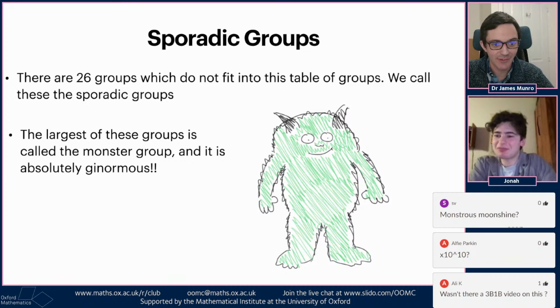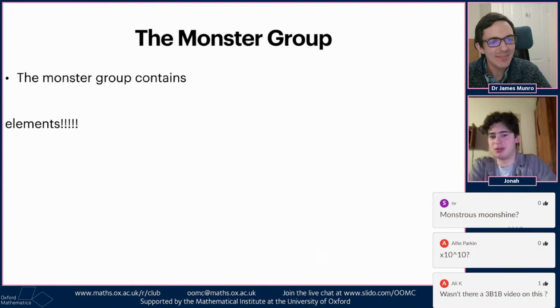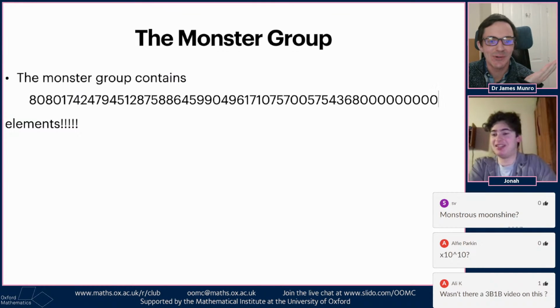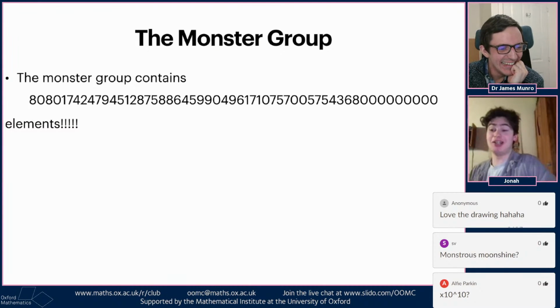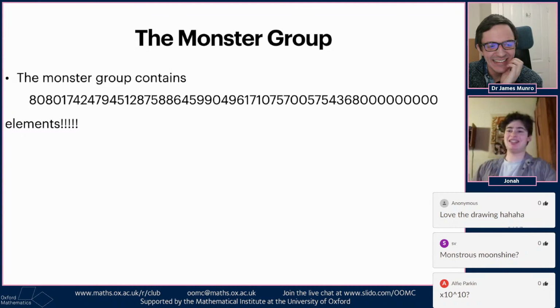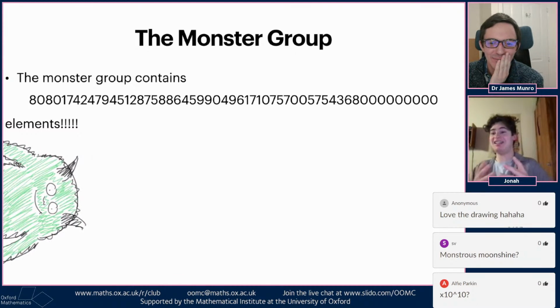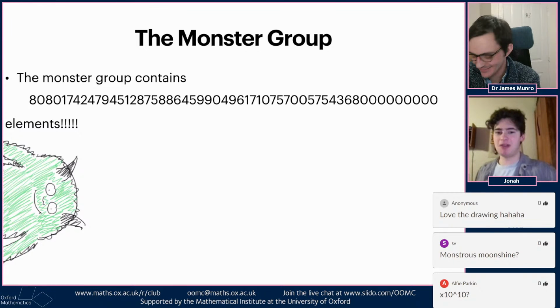Do you want to give them the number for how many elements are in this group? I'm sure some of you probably just guessed this straight off the top of your head, but it's got this many elements. Of course it does. Sorry, I didn't want to make it too obvious. That's how many elements our monster group has, and it's absolutely huge. This is of the order of 10 to the power of 53. So as you can imagine, it's a very, very big group.